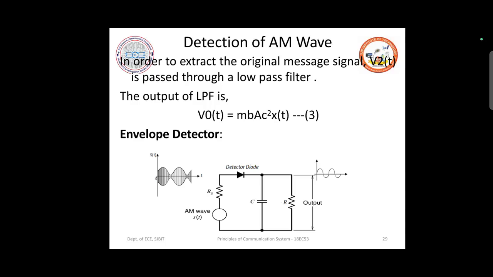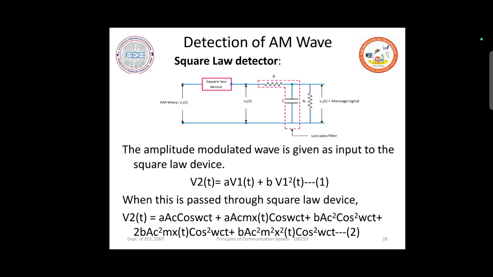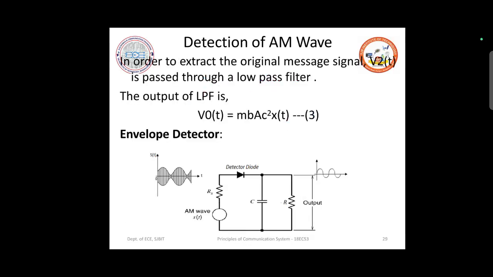In order to extract the original message signal, we have to pass the signal we have received here, v2 of t, the last equation, equation number 2, through what is called a low pass filter, which is shown in the circuit. I should choose appropriate RC values so that I get the output as some scalar constant times b times Ac square times x of t, which is your modulating signal. This is the whole idea behind performing the demodulation.